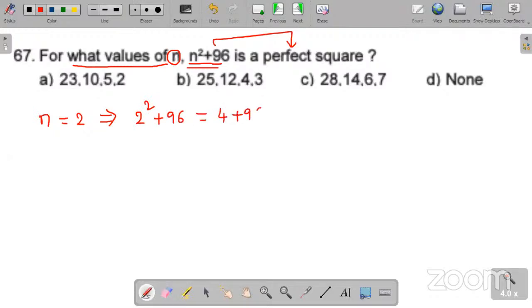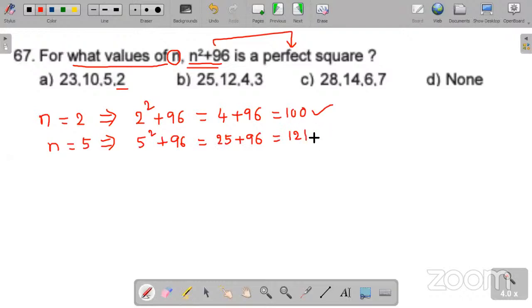4 plus 96, that is 100. Yes, for n is equal to 2, it is a perfect square. Now n is equal to 5, substitute. n squared means 5 squared. n squared plus 96 at n is equal to 5 is 5 squared plus 96. That is 25 plus 96, that will be 121. Yes, 121 is a perfect square because it's 11 squared.